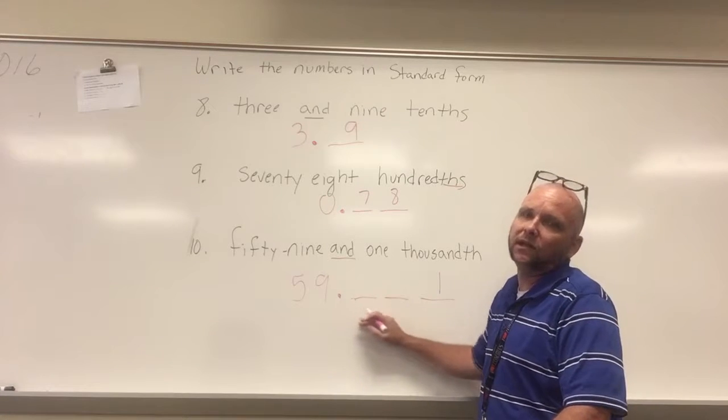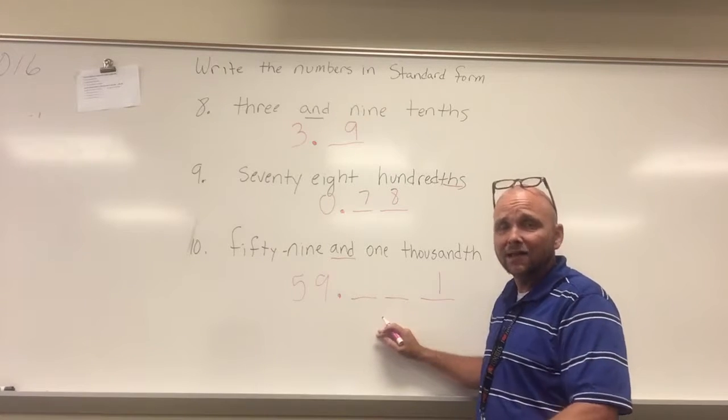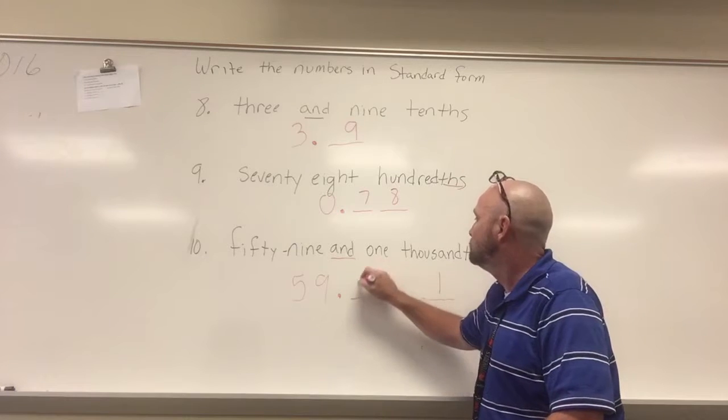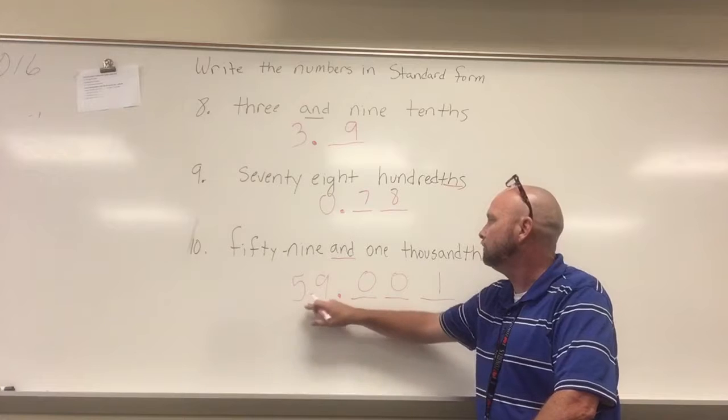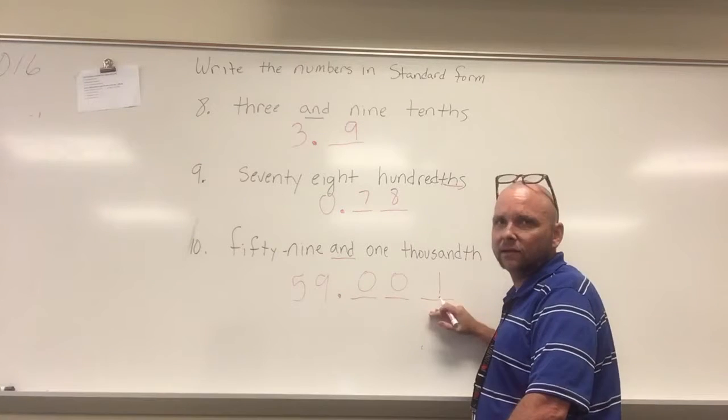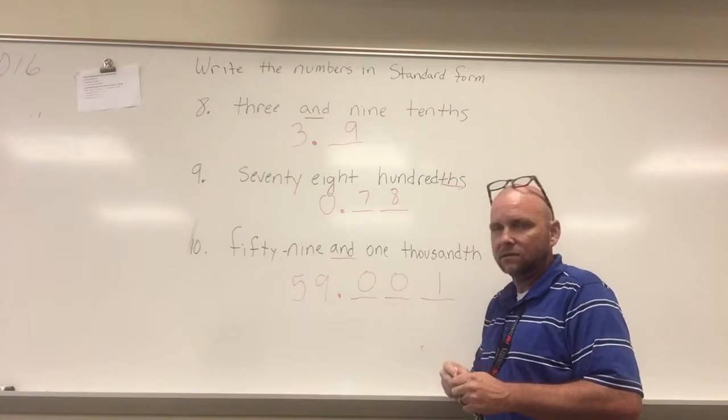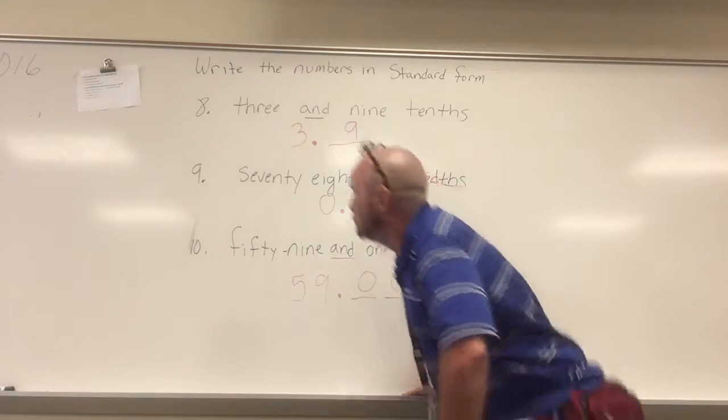Now obviously we can't leave the tenths and hundredths blank because that's just silly. So we put zeros to hold that place value. Then we have 59 and 1/1000. Piece of cake. Let's look at a second part.